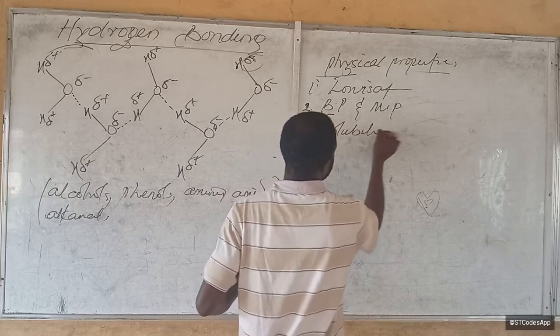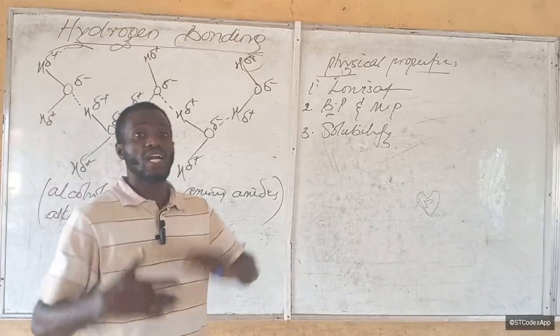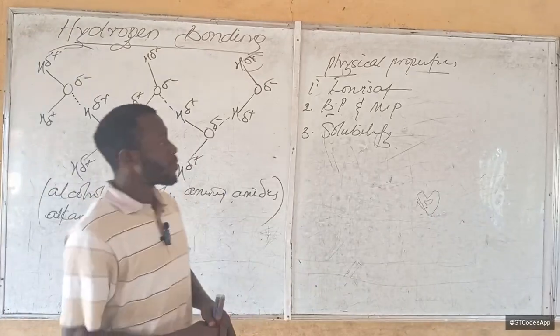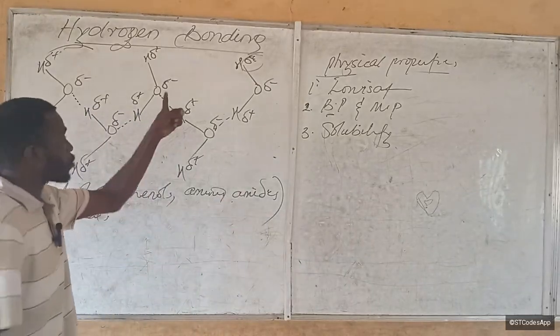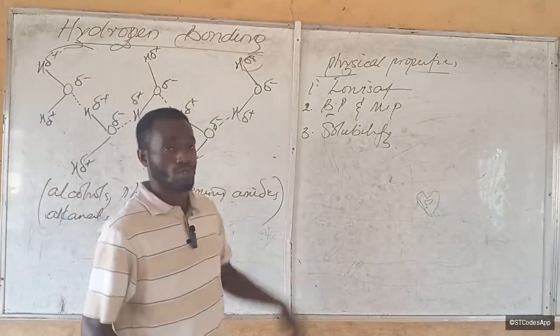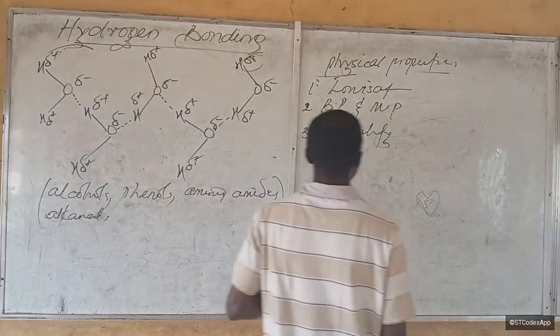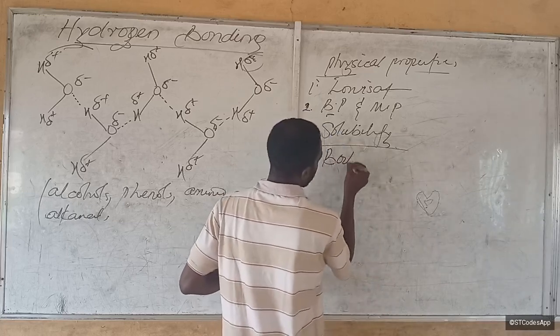Does that make sense now? Solubility in water. We already know that organic compounds only dissolve in organic solvents such as ether, benzene, etc. But in this case, because these compounds are polar due to hydrogen bonding, they are able to dissolve in water. All right, let's talk about their boiling points now.